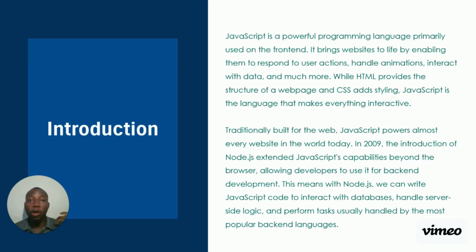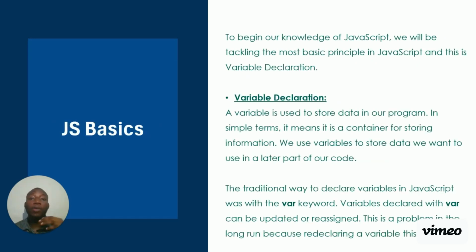I mentioned that with the help of Node.js, we can take the same knowledge of JavaScript that we have from the front end and bring it to the backend to do almost everything that every other backend language out there does. Before we start talking about JavaScript is this, JavaScript is that, let me explain to you the most basic principle you need to understand as a JavaScript developer. And this most basic principle is called variable declaration. What is variable declaration? Or better still, what is a variable?